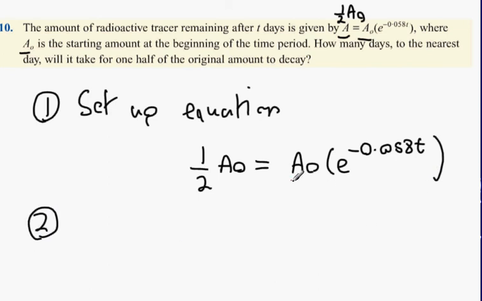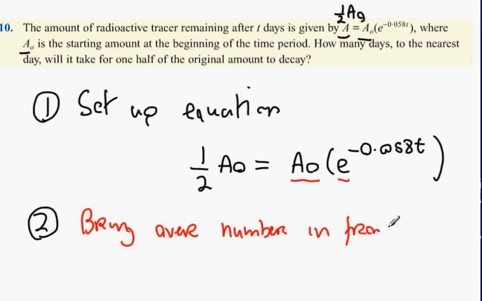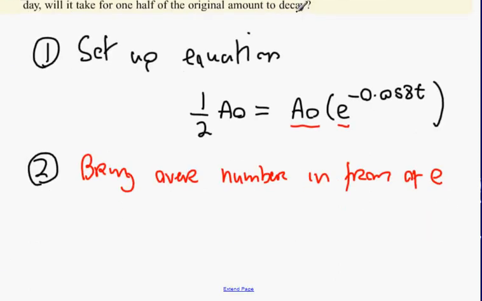Part 2: bring the number that's in front of the exponential over to the other side. We do this every time. Bring over the number that's in front of e. So now we're going to divide a half A0 by A0. What's a half A0 divided by A0? A half. It's the same thing as a half X divided by X, which is still a half. So we now know that this equals a half.